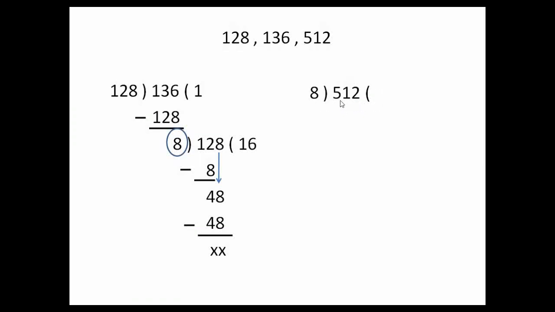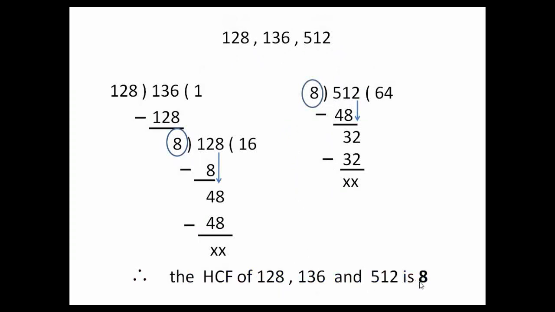Now let's try to divide. So let's take 51 first. So 8 6 is 48. So 51 minus 48 will give us 3. Now we'll carry down 2. So it becomes 32. Now 8 how many times will go to 32? 8 4 is 32. So there is no remainder left. So here we observe that 8 was successful in dividing 512 as well. So we can say that HCF of 128, 136 and 512 is 8.